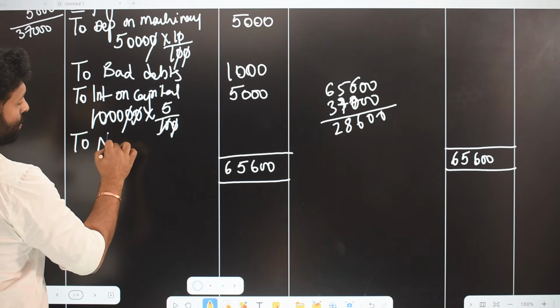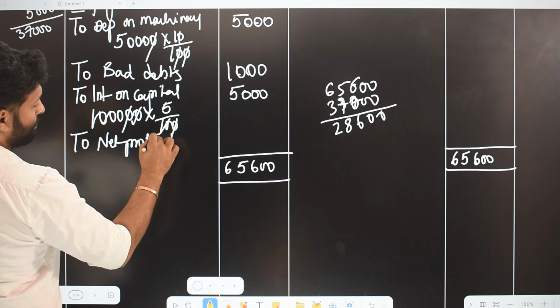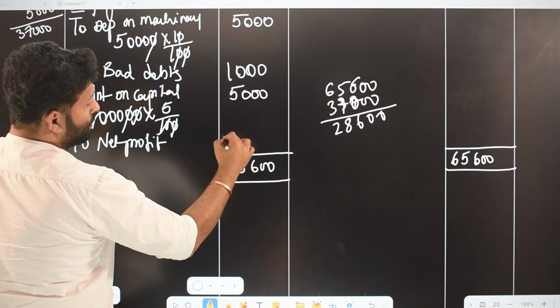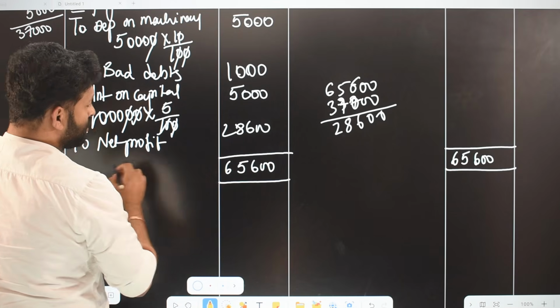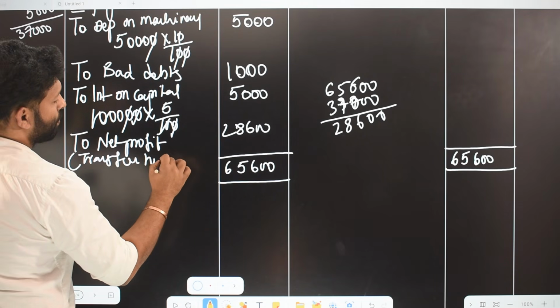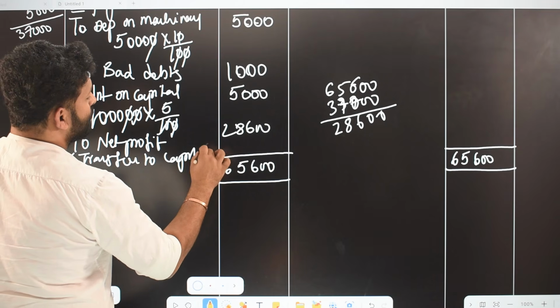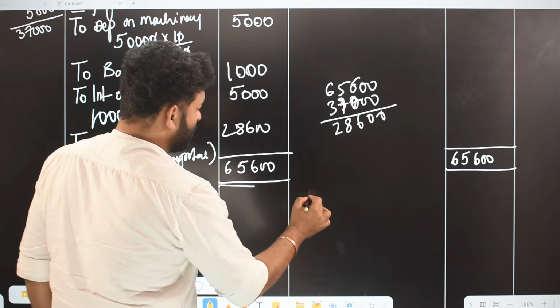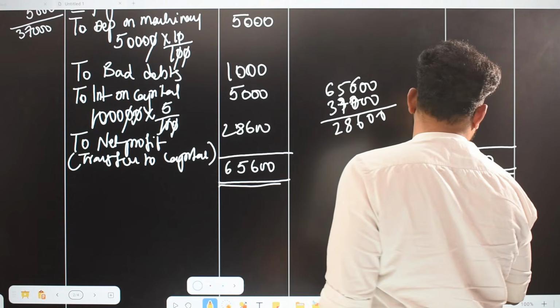To net profit, profit is on the debit side. To net profit 28,600, transfer to capital or balance sheet. Close the account.